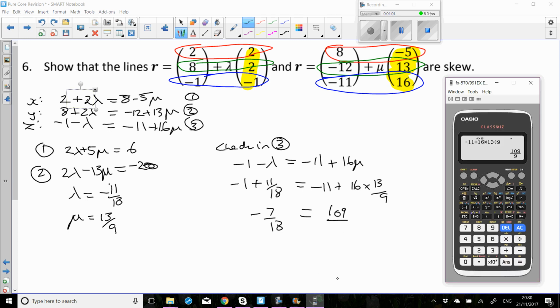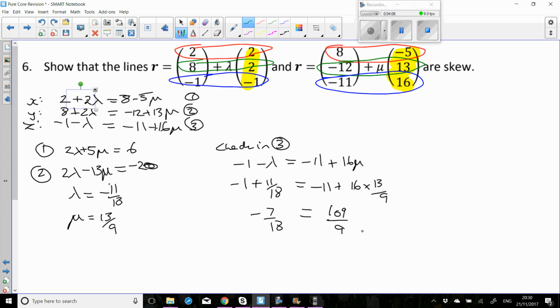It was over 9, wasn't it? Yeah, over 9. Okay. Now, one of the advantages of doing it in the calculator is it does automatically simplify it for you. Now, as we can see, this is not true. That means lambda and mu don't work in all 3 equations. Therefore, the lines are skew, as there's no value for lambda and mu that makes all these equations true. So there's no value for lambda and mu that make these two equal to each other. They have no point in common.